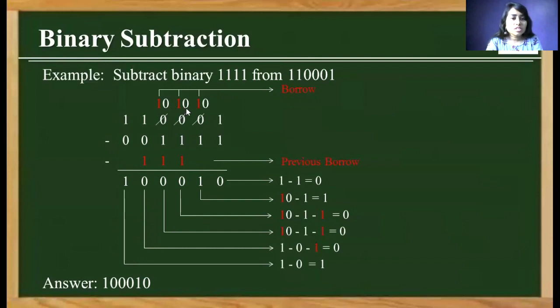So here 1 0. So 1 0 minus 1 minus 1, which is 1 1 minus 1, 0. Then 1 0. Again here 0 minus 1, which is not possible, so we have to take a borrow. So here 1 0 minus 1, which is 1, and 1 minus 1, 0, and this borrow will be written in the next bit. So 1 minus 0 minus 1, we have a result 0, and 1 minus 0, 1. So this is how we can subtract any binary numbers in binary subtraction.